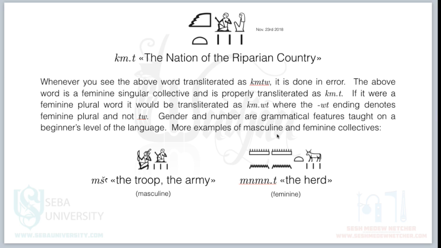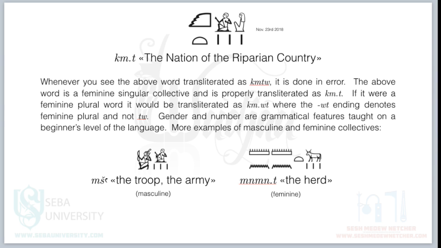And so here are some more examples of the masculine and feminine collective. So to show that there is consistency, we have a word called Masha, which means the army or the troop. This is masculine.